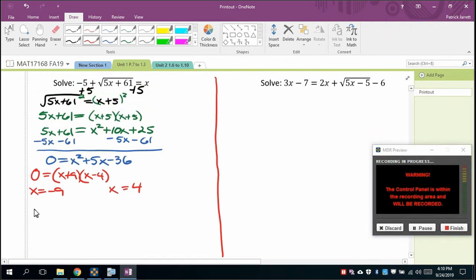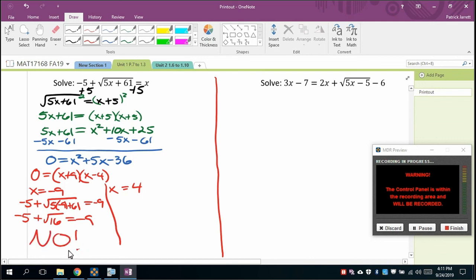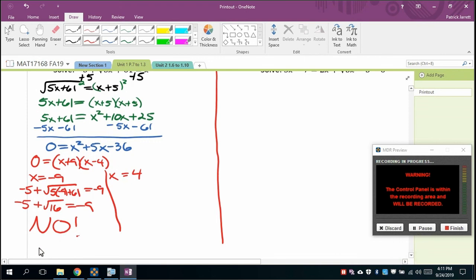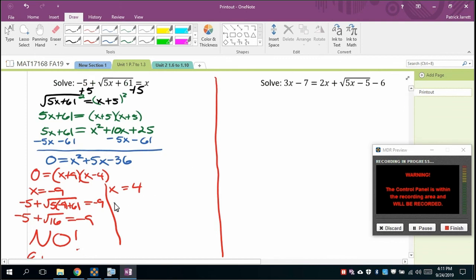So in checking negative 9, we'll have negative 5 plus the square root of 5 times negative 9 plus 61 equal to negative 9. Negative 5 plus the square root of 16 equals negative 9. Obviously, this is no. So x equals negative 9 is what we call extraneous. Now, if we check x equals 4, that will be negative 5 plus the square root of 5 times 4 plus 61, and that should equal 4. Negative 5 plus the square root of 81 will equal 4? That's yes. So the only valid solution is x equals 4.